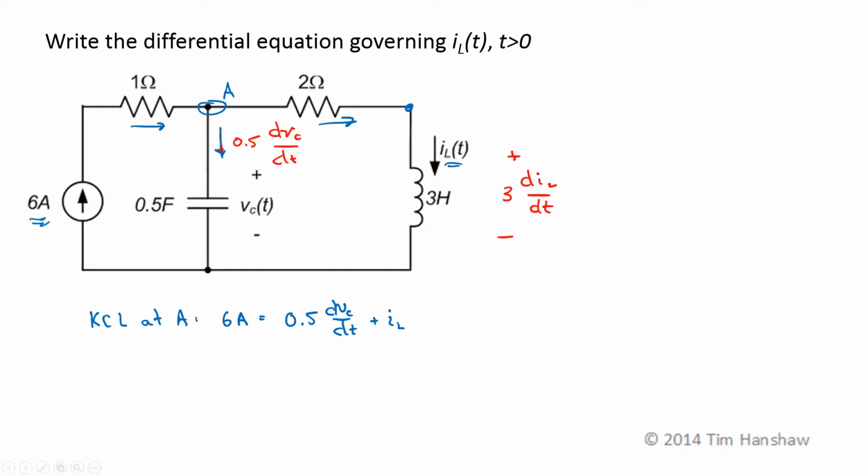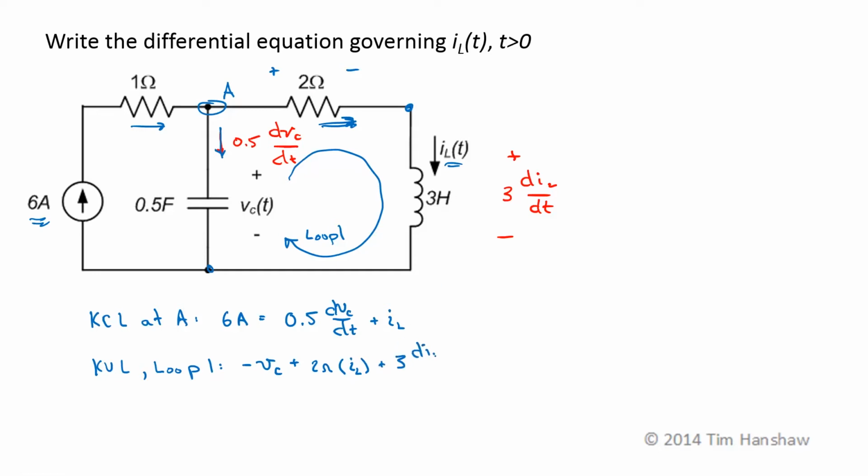Doing KVL through a current source won't do me any good, so let me do KVL around here. If I start down here, I see the negative terminal on V sub C first. Then this voltage, if I use I sub L as the current through the 2 ohm resistor, will be 2 ohms times I sub L by Ohm's law, plus the voltage across the inductor, which is 3 dIL by dt. Now I have two equations and two unknowns. I need to eliminate V sub C from those equations.